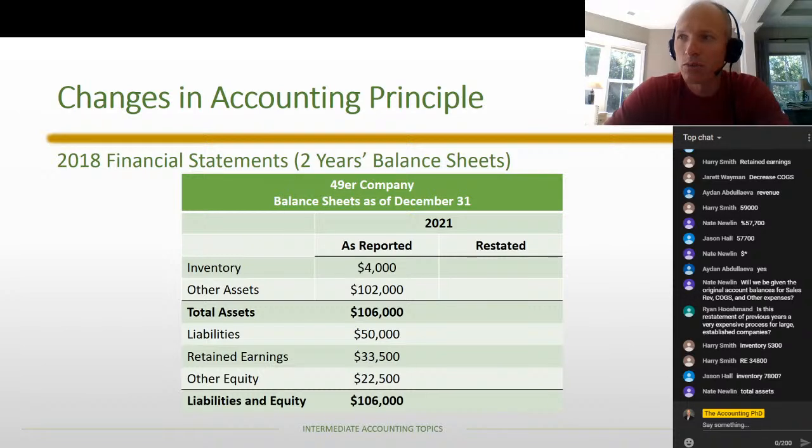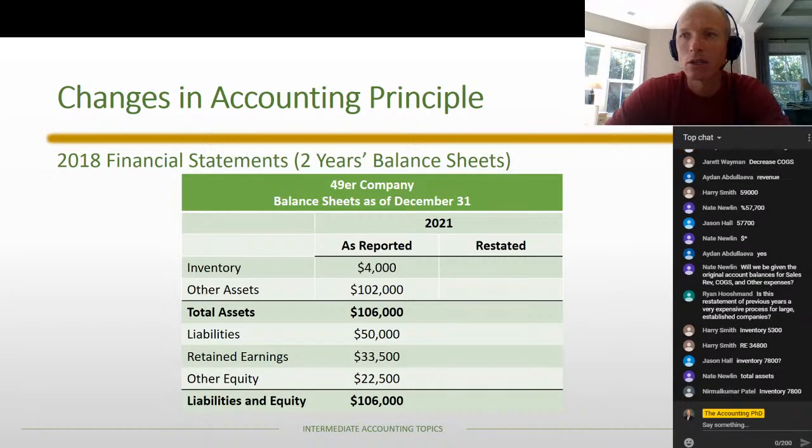And hopefully this allows some people to catch up. I noticed some people fell a little bit behind. Again, I'll give you a hint though. Remember, the cumulative effect was $3,800. The cumulative effect was $3,800.